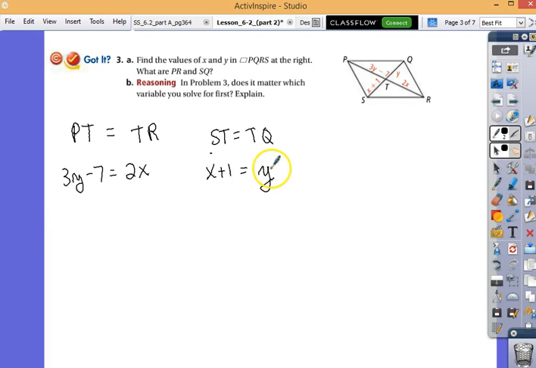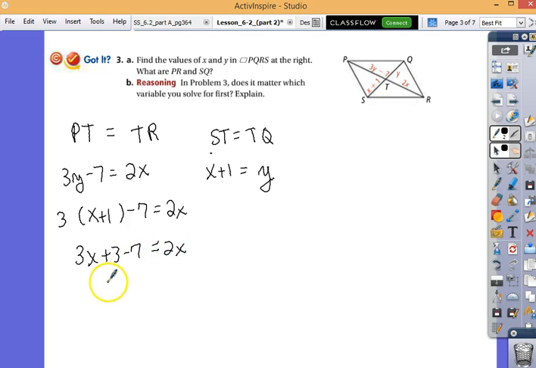Okay, so since I'm substituting in for y, what I'm going to do is go over and where there's a y, I'm going to put parentheses. I'll write out everything else. And then inside the parentheses, I'll put what I'm substituting y with, the x plus 1. So 3 times x is 3x, 3 times 1 is 3, minus 7 equals 2x. Collect and simplify my like terms. 3 minus 7 is a minus 4.